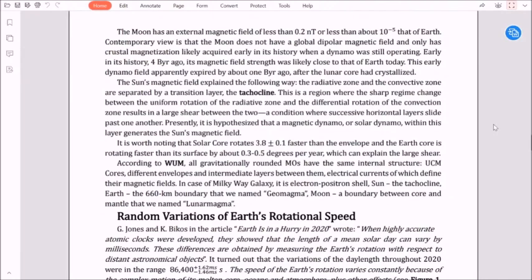According to our theory, all gravitationally bound macro objects have the same internal structure: matter, of course, with different envelopes and intermediate layers between them, electrical currents of which define their magnetic fields. In the case of the Milky Way galaxy, it is the electron-positron shell. The Sun, the tachocline. Earth, the 660 kilometers boundary that we named geomagma. The Moon, the boundary between core and mantle that we named lunar magma.